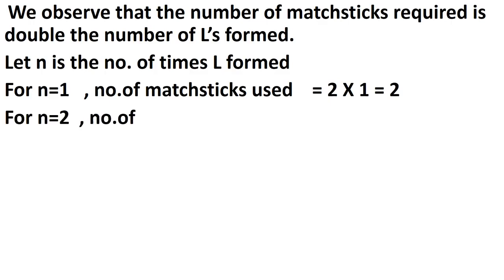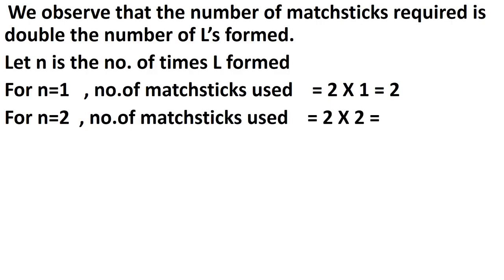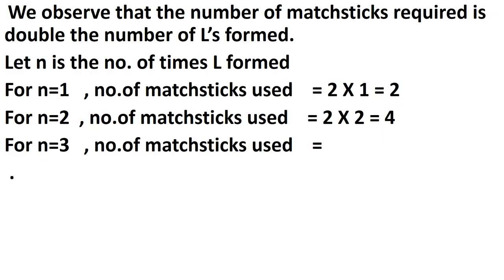When n equal to 2, that means we are making L 2 times, so the number of matchsticks used is 2 multiplied by 2 equal to 4. For n equal to 3, we are making L 3 times, so the matchsticks used are 2 multiplied by 3 equal to 6, and so on. If we are making 4 times, it is 2 multiplied by 4. If 5 times, then 2 multiplied by 5. If 6 times, then 2 multiplied by 6.